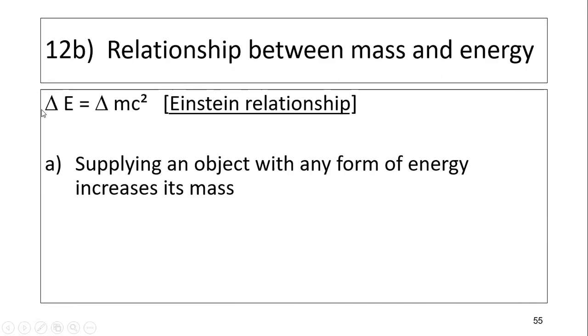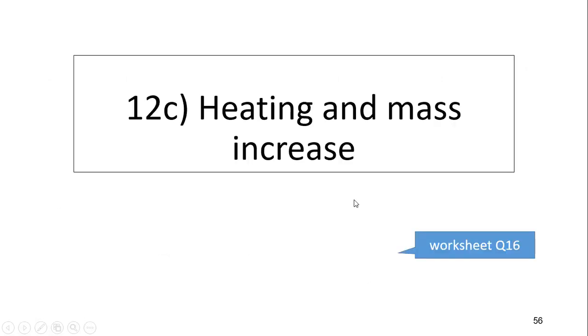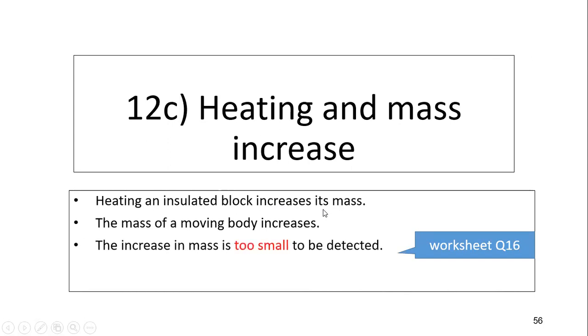Supply energy to a mass, heating it up, and it increases its mass. Energy and mass are equivalent. That's interchangeable. Heating and mass increase. Heating an insulated block increases its mass. That's what Einstein's relation tells us. The mass of a moving body increases. The increase in mass is too small.